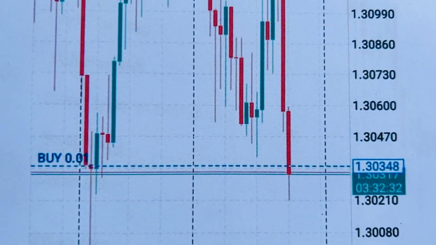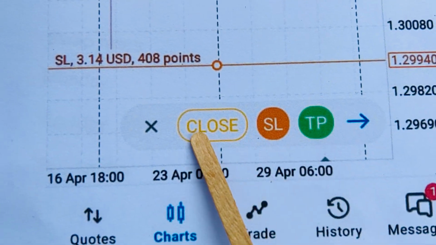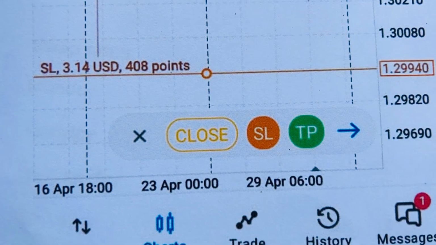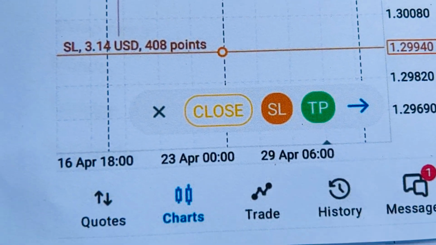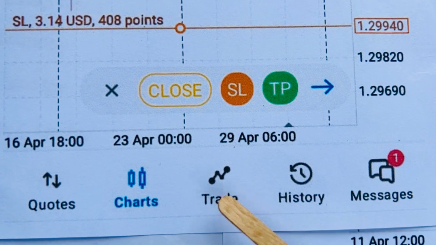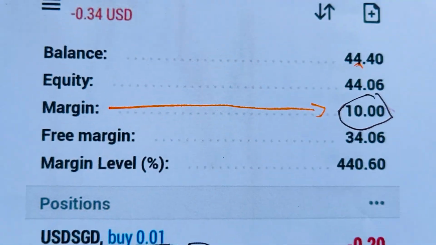Now, how do we actually set a stop loss? We have another tutorial on this channel whereby we will be able to use these features on the MetaTrader 5. On MetaTrader 4, we don't have these features. We use a different way of setting a stop loss. We are on the section charts. We have a trade section whereby we'll be able to monitor our account and how we are trading.